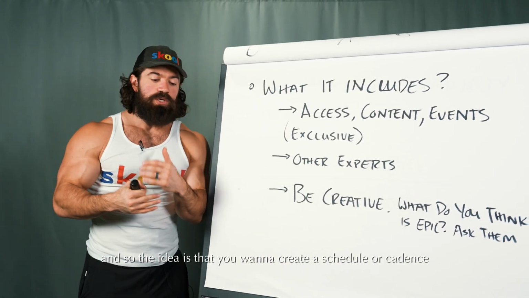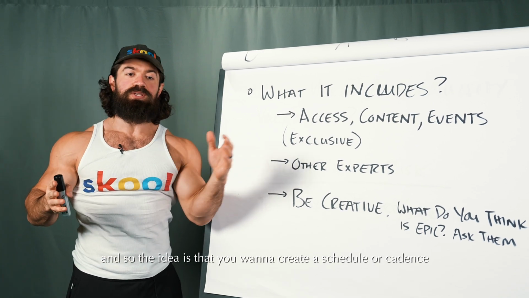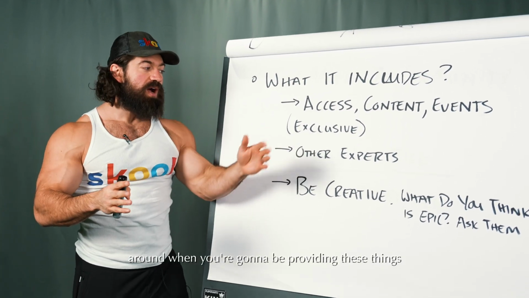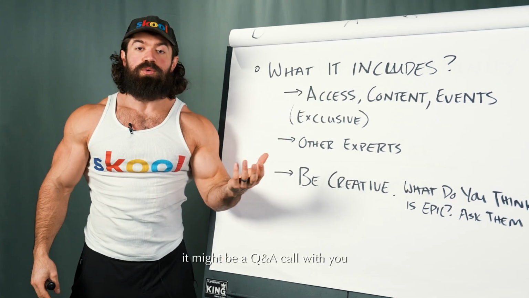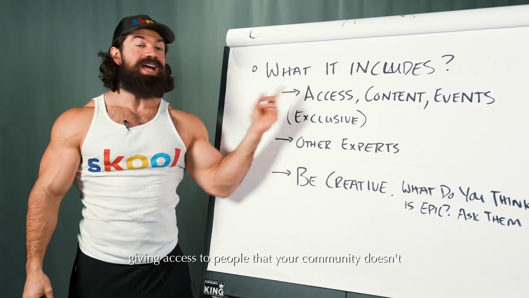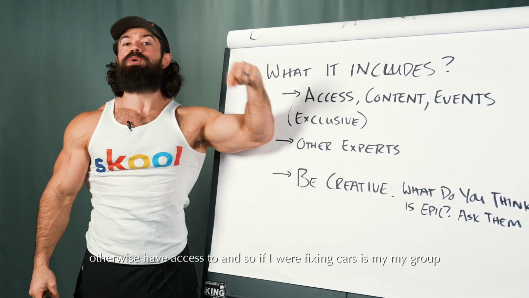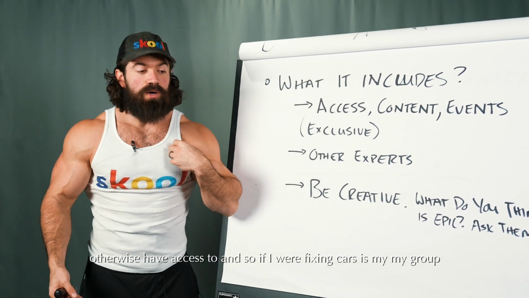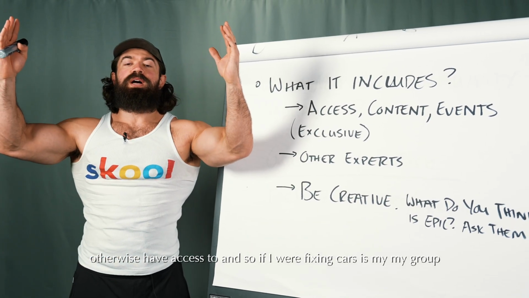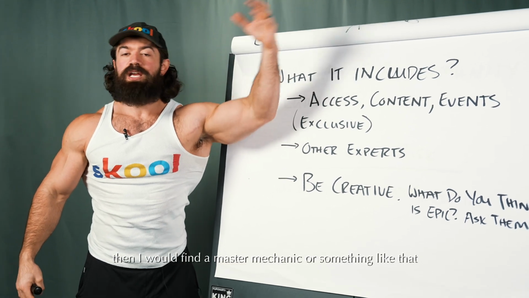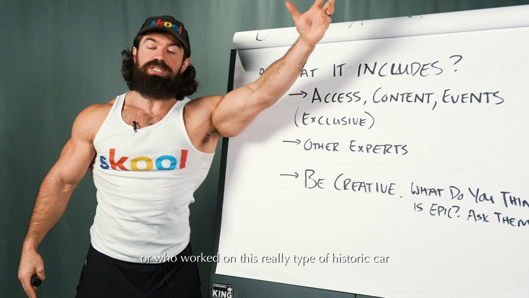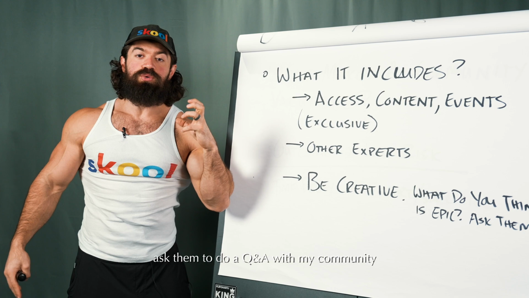And so the idea is that you want to create a schedule or a cadence around when you're going to be providing these things. For example, for access, it might be a Q&A call with you, but it might also just be giving access to people that your community doesn't otherwise have access to. If I were fixing cars as my group, because that was what I was into, then I would find a master mechanic, or someone who worked on a really historic type of car, and ask them to do a Q&A with my community.